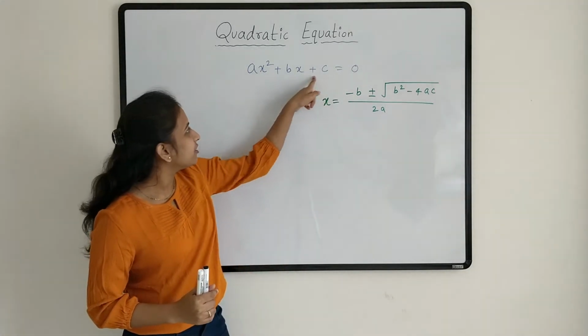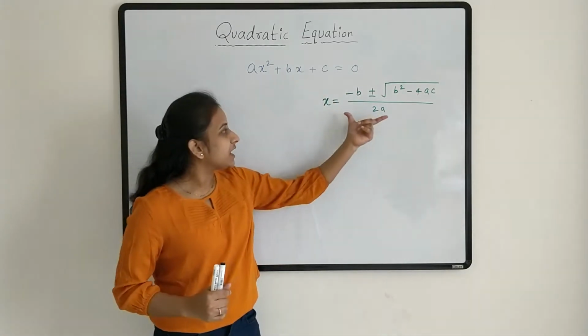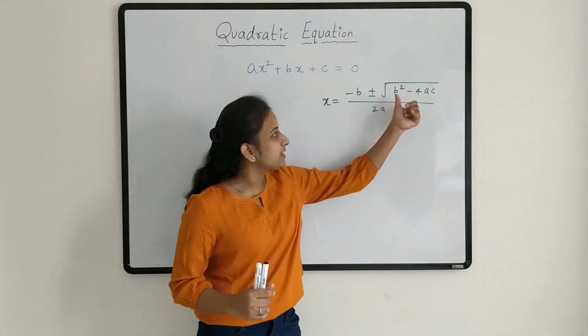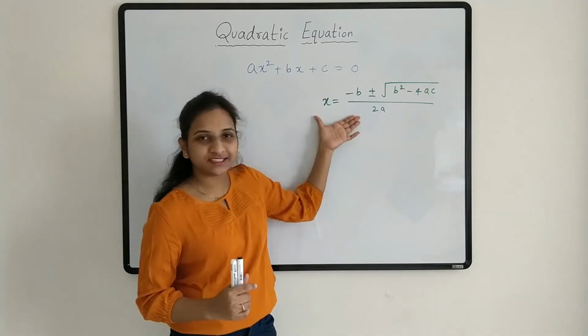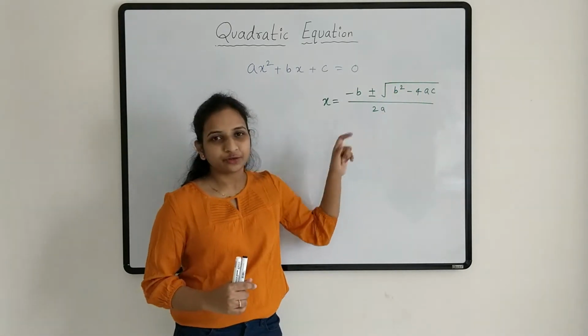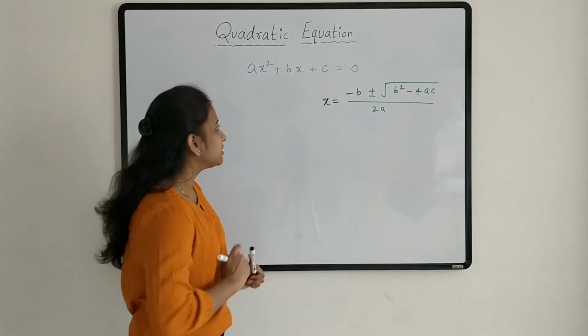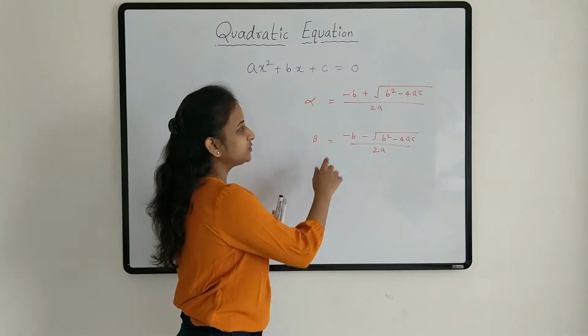This is the general quadratic equation ax square plus bx plus c, and the roots are minus b plus or minus square root of this by 2a. We have already seen this. Here you can find the link of the video for the derivation of the roots. If the roots are alpha beta for this equation, please note this.